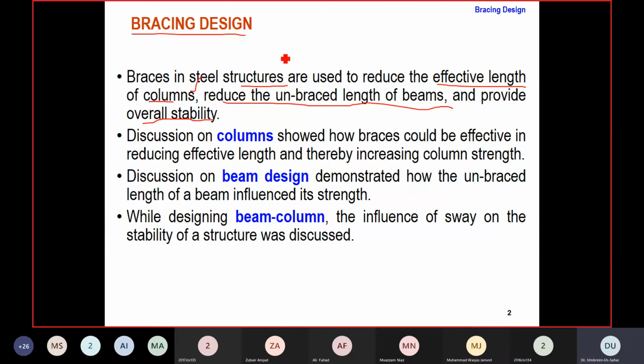First of all, which types of sections can you use for the braces? You can use a simple steel rod for bracing. You can use channel sections. You can use I sections, and you can use the angle section also. These are the most commonly used types of sections, and out of these, the channel and the rod sections are the most commonly used for steel frames, but still you can use the I section and the angle section. So these are the various types of bracing members.